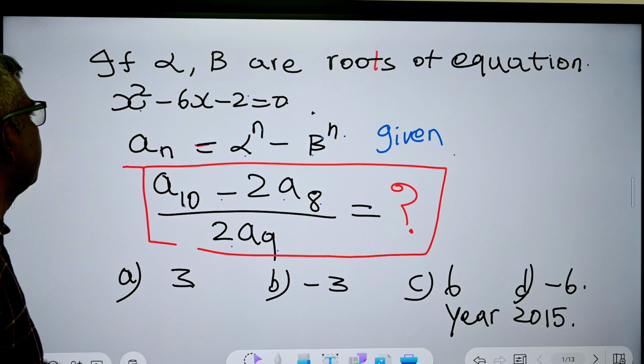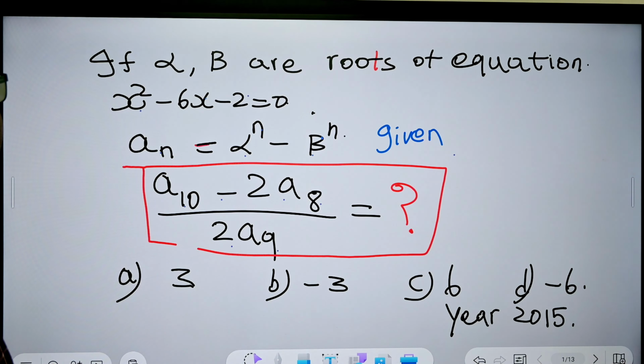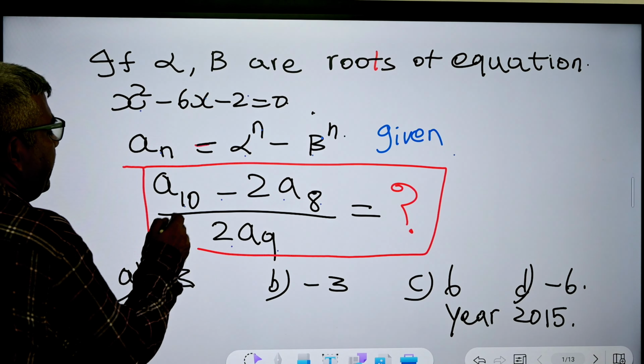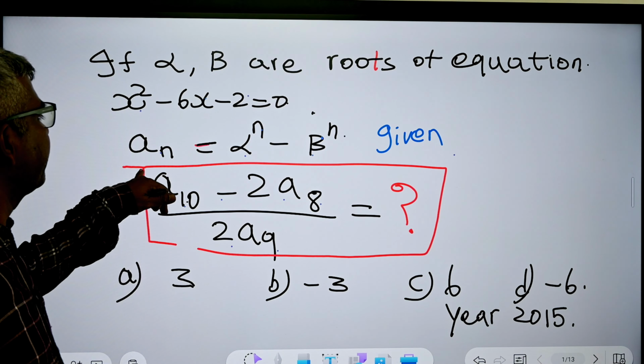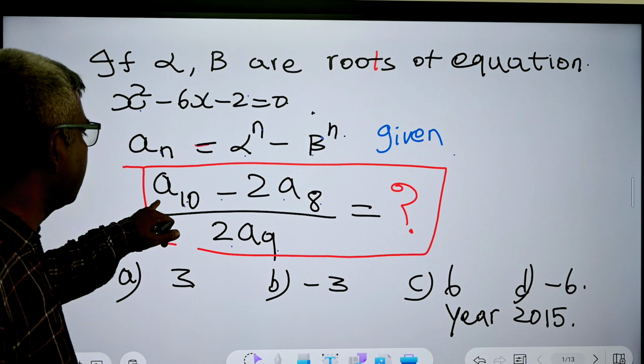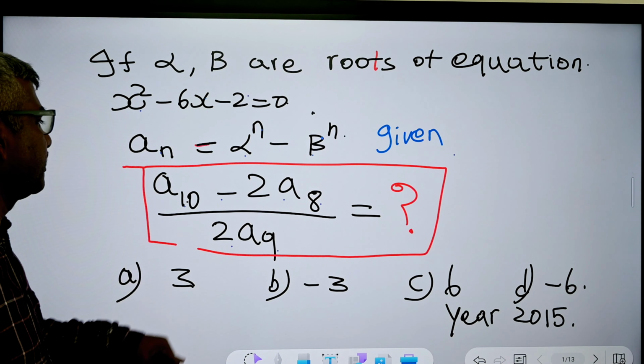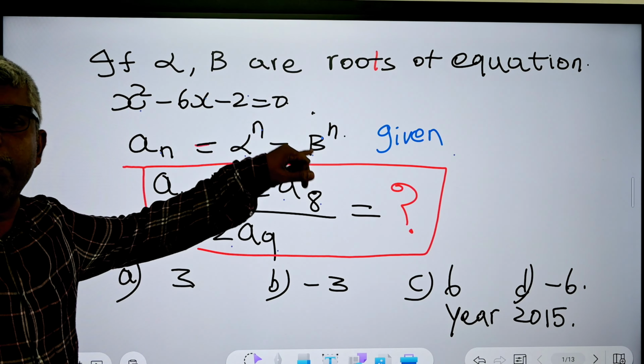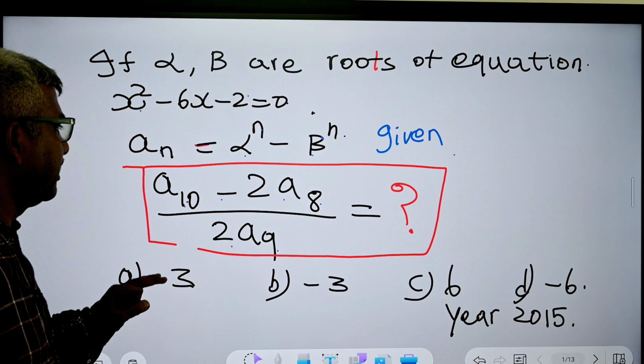How to do it? X squared minus 6x minus 2. We want a10. What is a10? They have given a_n equal to alpha power n minus beta power n. So what we will commonly think is alpha power 10 minus beta power 10, and for 2 a8, alpha power 8 minus beta power 8. Like that we may think.